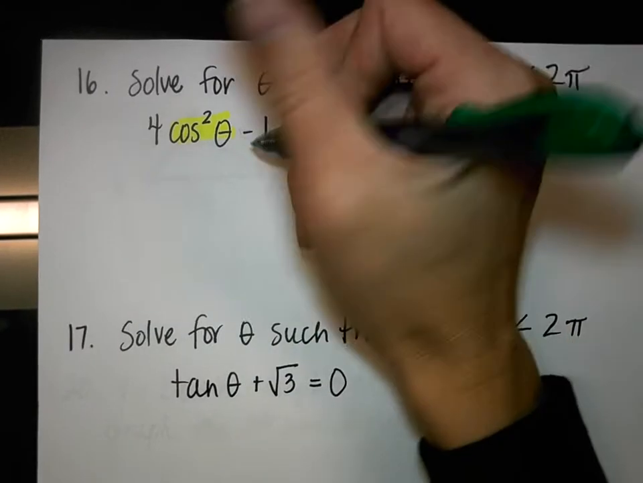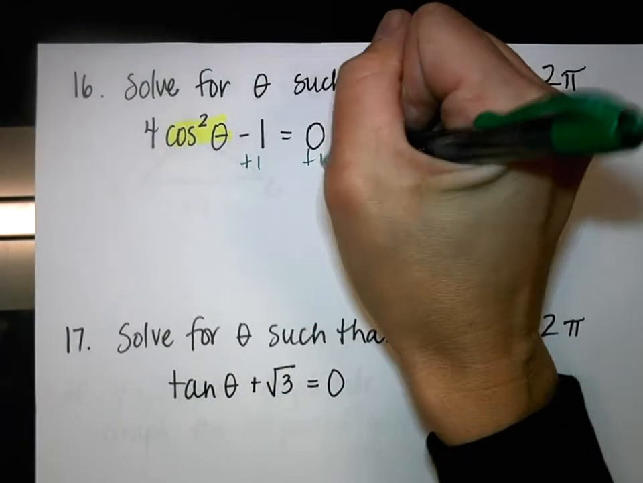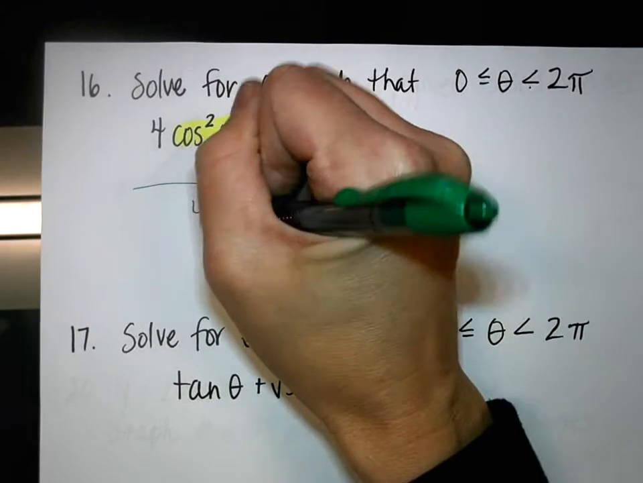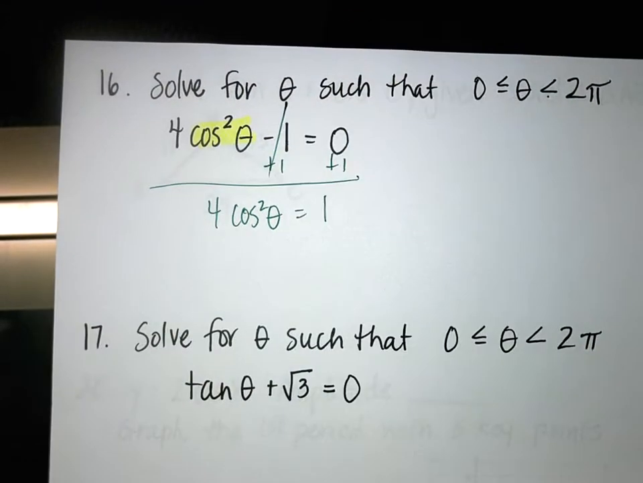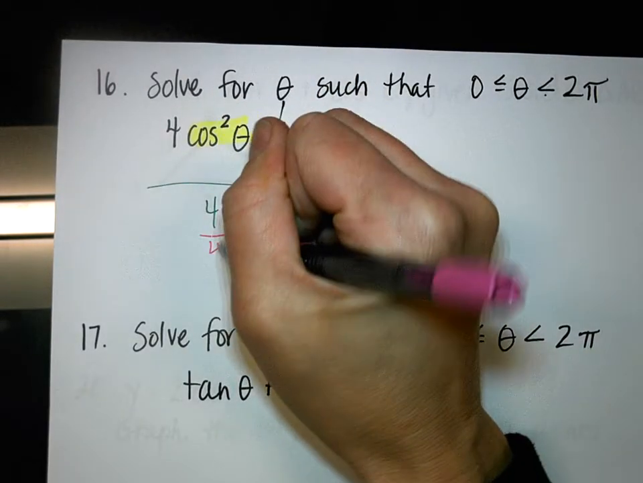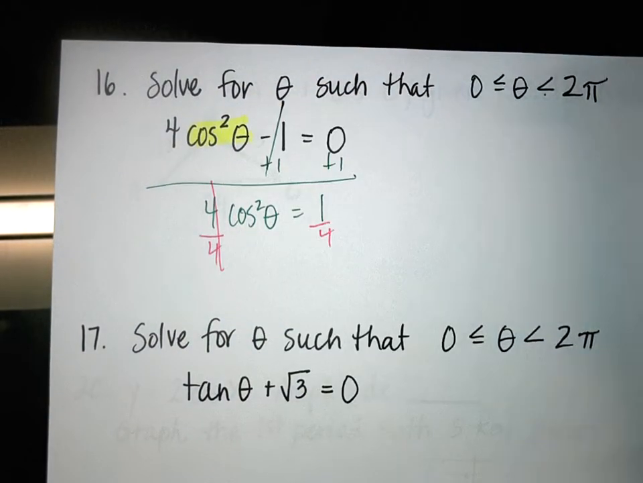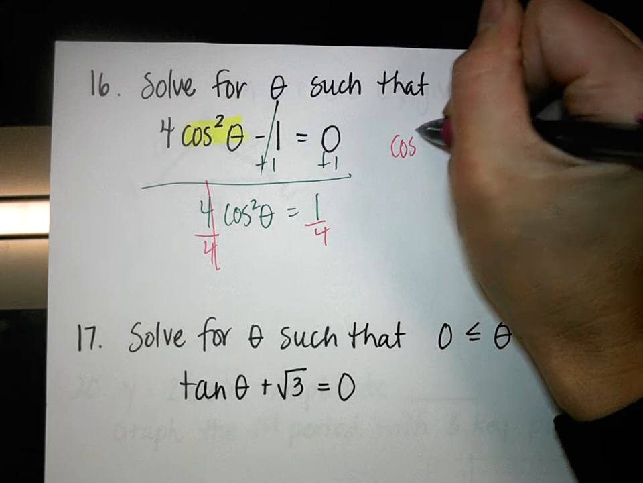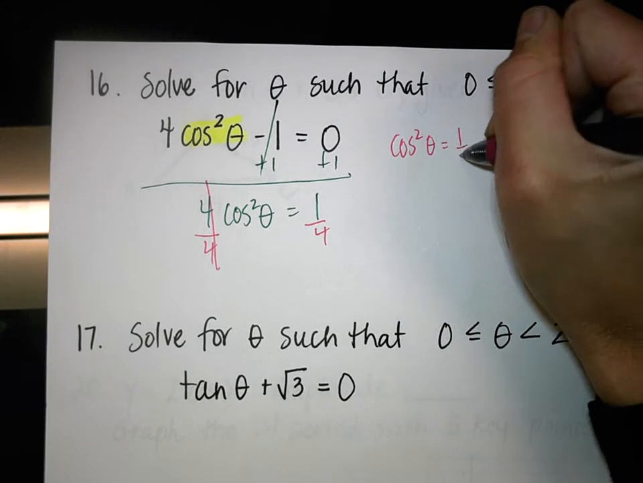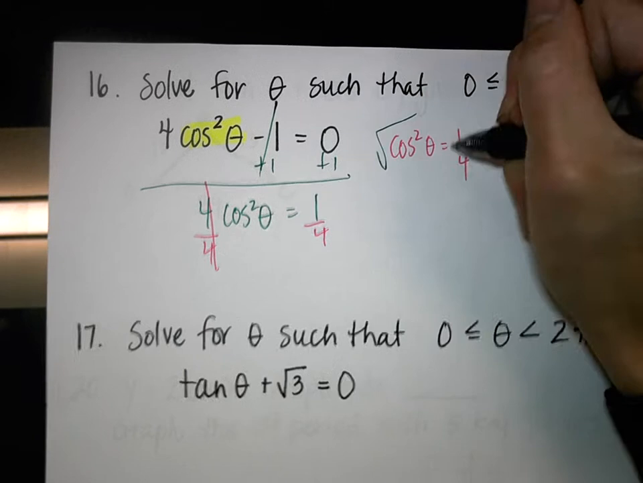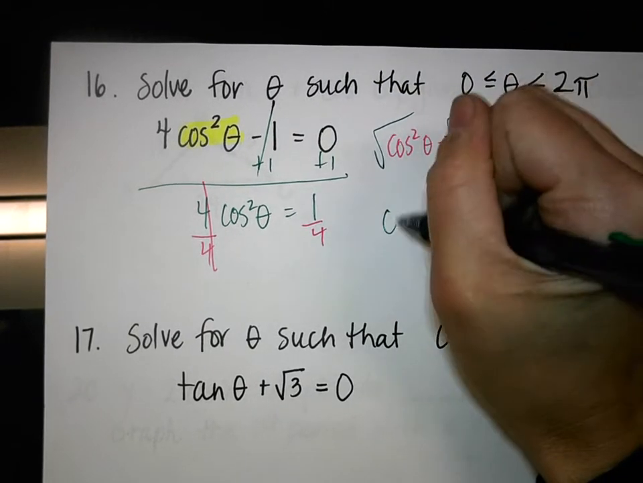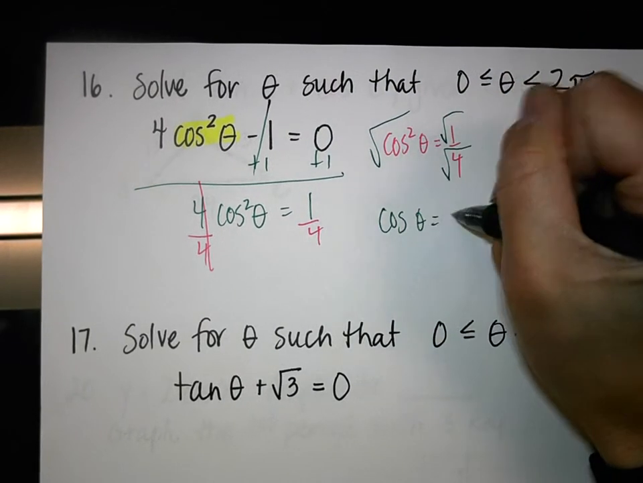So I'm going to start by adding 1 to both sides. We get 4 cosine squared theta equals 1. Next, to get cosine by itself, we divide by 4 to both sides. So now I have cosine squared of theta equals 1 over 4. And the last thing that I'm going to do is take the square root of both sides, and I get cosine of theta equals 1/2.